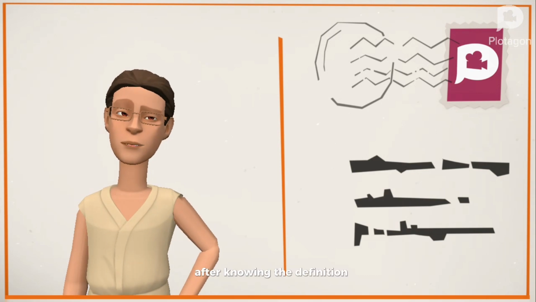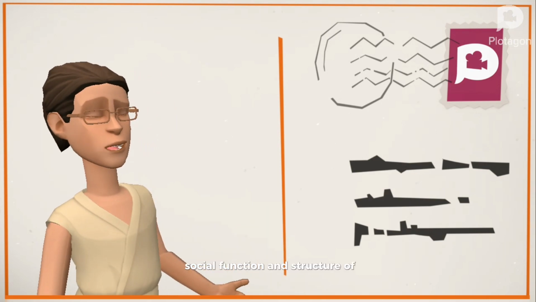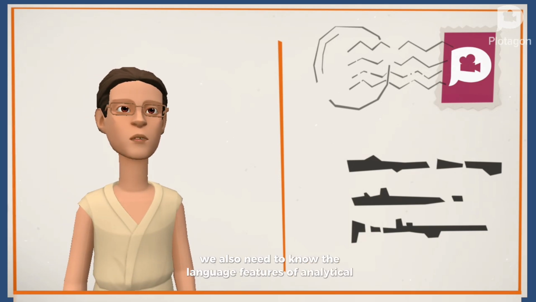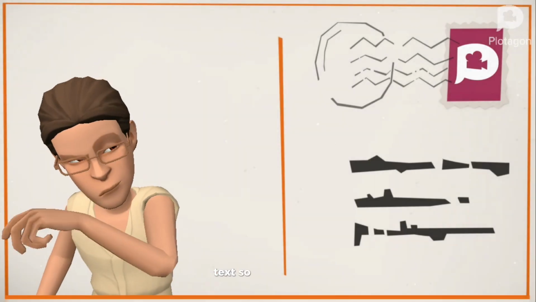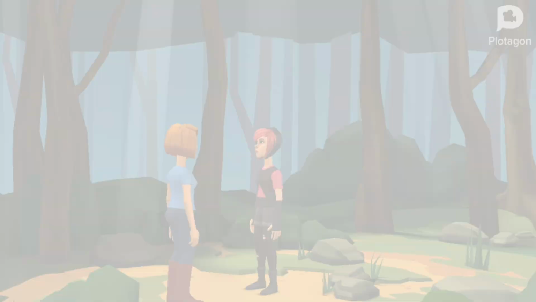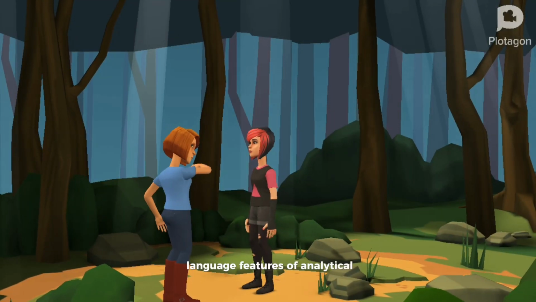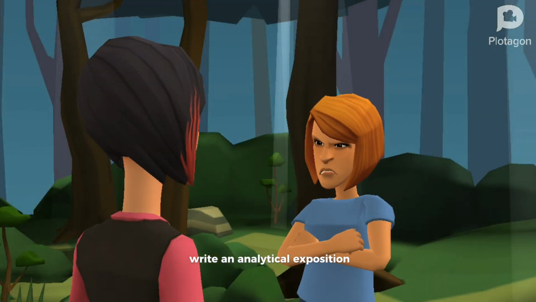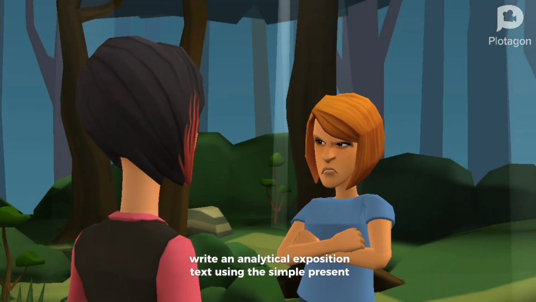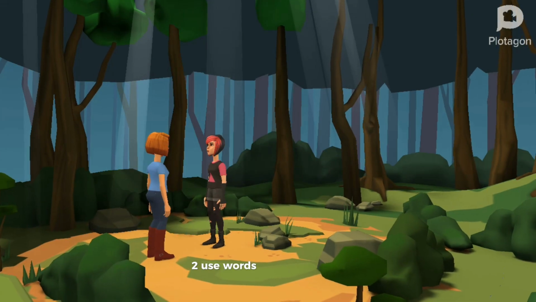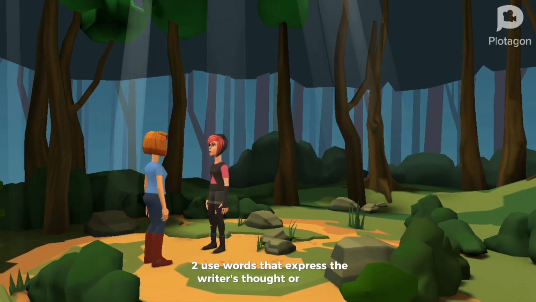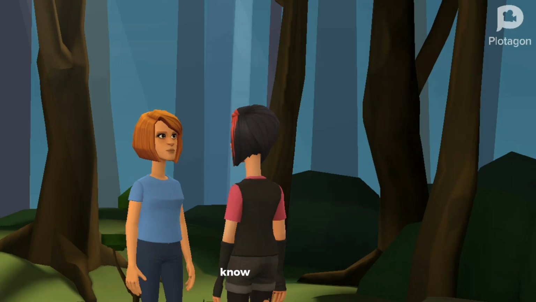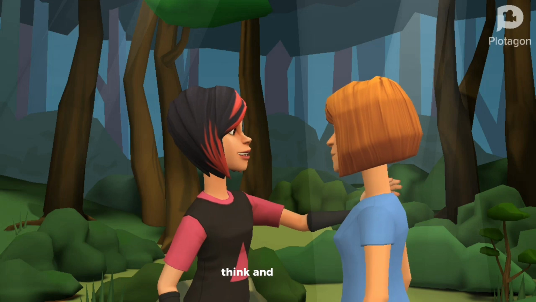After knowing the definition, social function, and structure of the text, we also need to know the language features of analytical exposition text. So, what are they? Language features of analytical exposition text. First, write an analytical exposition text using the simple present tense. 2. Use words that express the writer's thoughts or feelings. For example, experience, feel, know, realize, sense, think, and etc.